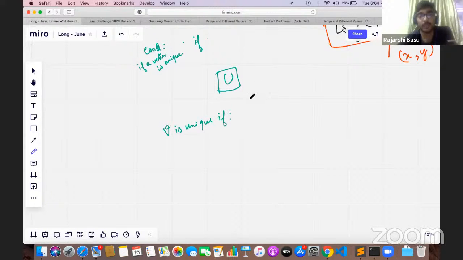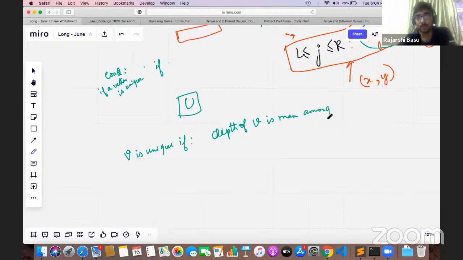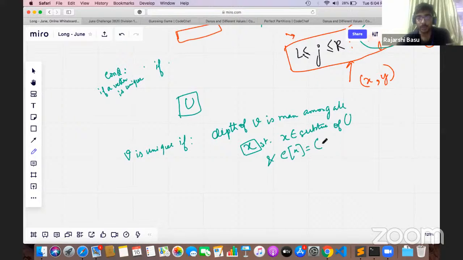if the depth of V is max among all vertices X such that X belonged to the subtree of U, and the color of X was equal to the color of V. So what this effectively means is that, let's say you have a subtree like this.